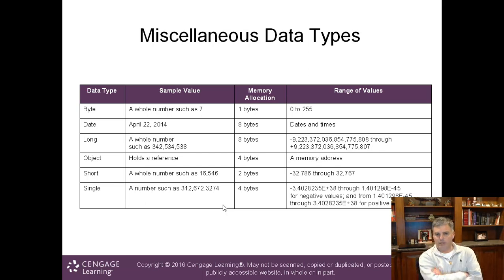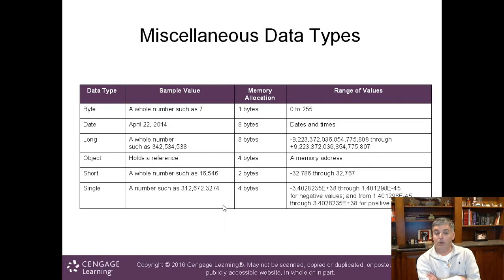Some of the other data types that we have available to us. So we have a byte, that's a whole number from 0 to 255. Uses 1 byte of memory, so not a lot of memory. A date data type holds dates and times. So that's 8 bytes of memory.